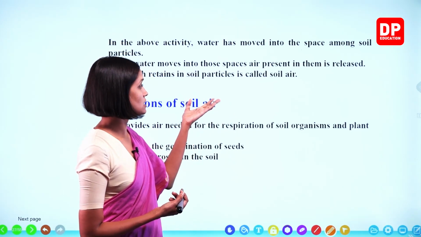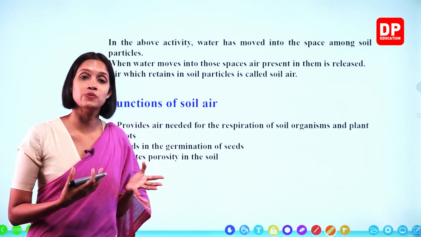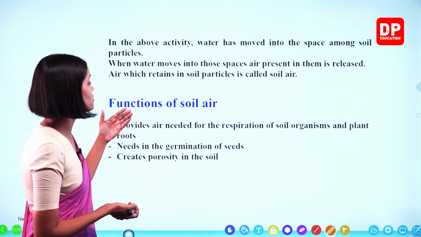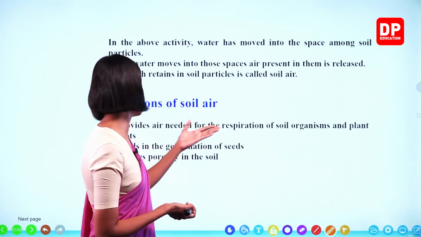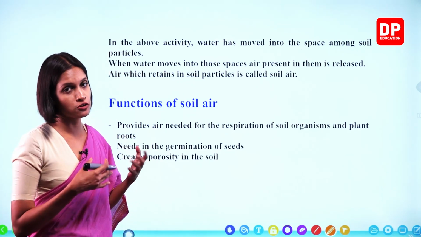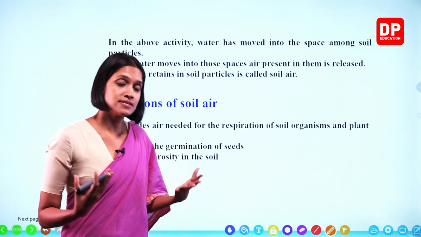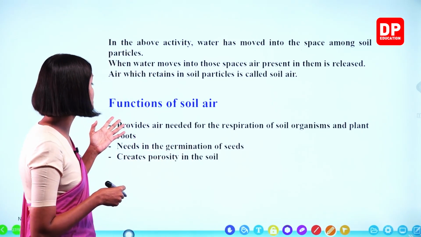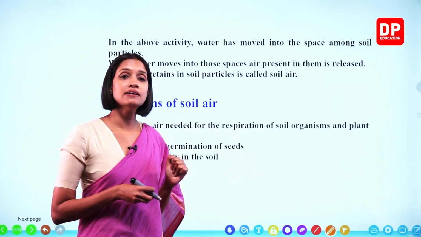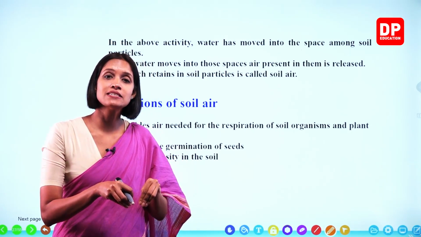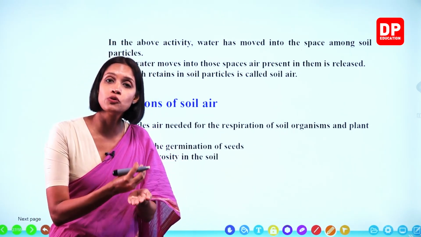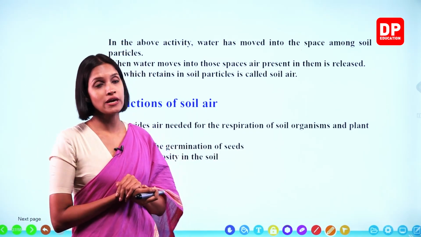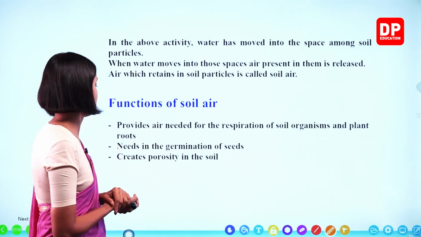So oxygen present in the soil air is very important for the respiration of organisms. It provides air needed for the respiration of soil organisms and plant roots as well. Plant roots are also made up of cells. They also need air. Okay. It is needed for the germination of seeds. Right? When you plant seeds, in order to germinate, in order to grow it as a new plant, that also needs air. Okay, that's also provided by the soil air.